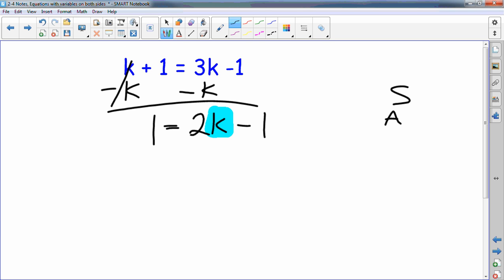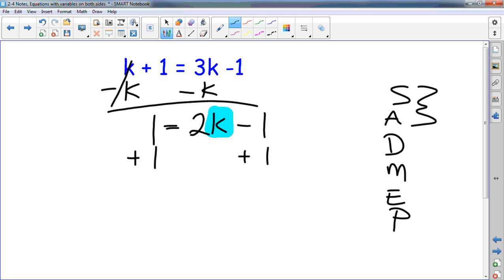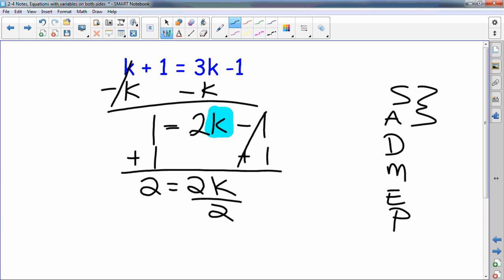Remember SADMAP. Get rid of all the subtraction and addition attached to that variable first. So I have a minus 1. Brianna, how do I get rid of a minus 1? You add 1 to both sides. I'm going to add 1 to this side and add 1 to this side. This side is going to cancel because negative 1 plus 1 gives me 0. And I'm left with 1 plus 1 equals 2 equals 2k. And then divide by 2.